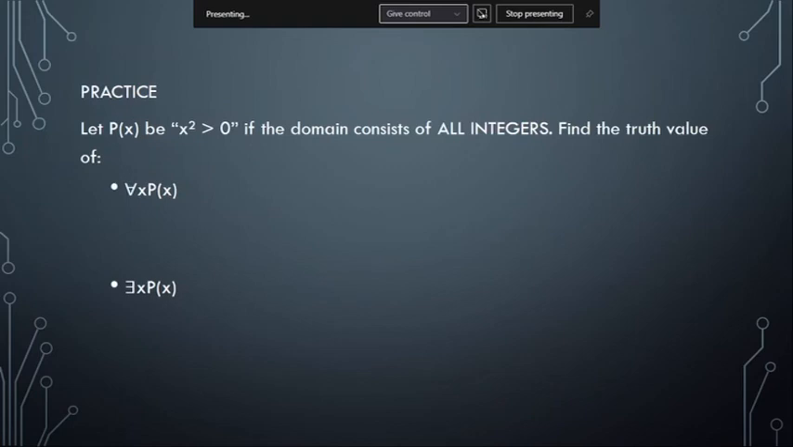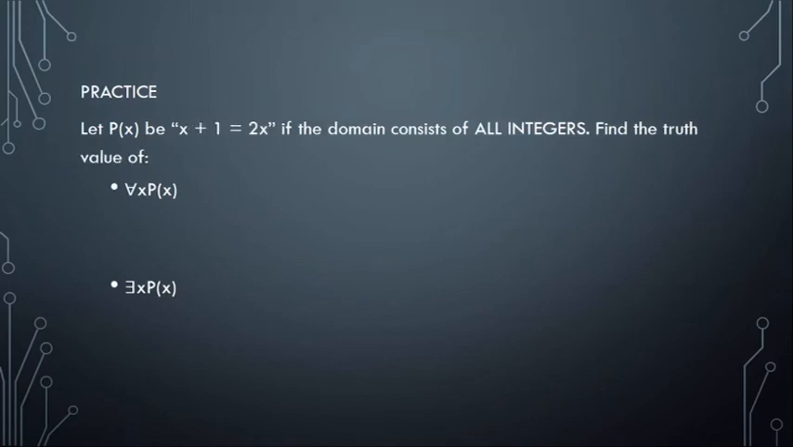So, let's take a look here. Let's have a practice. Let p of x be x plus 1 equals 2x, if the domain consists of all integers. So, let's find the truth value. The domain is all integers, be it negative or positive.